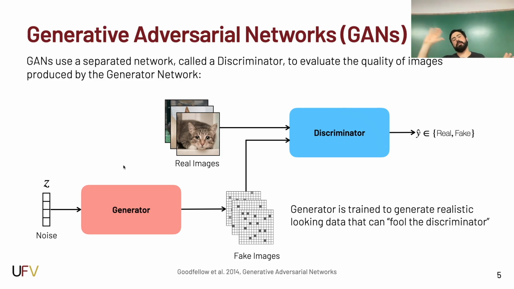A GAN has two parts, similarly to VAEs. In VAEs, we had an encoder and a decoder. Here, they're not called that, but there are some similarities. A GAN has two parts, and they are two separate networks, a generator and a discriminator. For now, don't worry about how we actually implement them. They're just two separate networks.